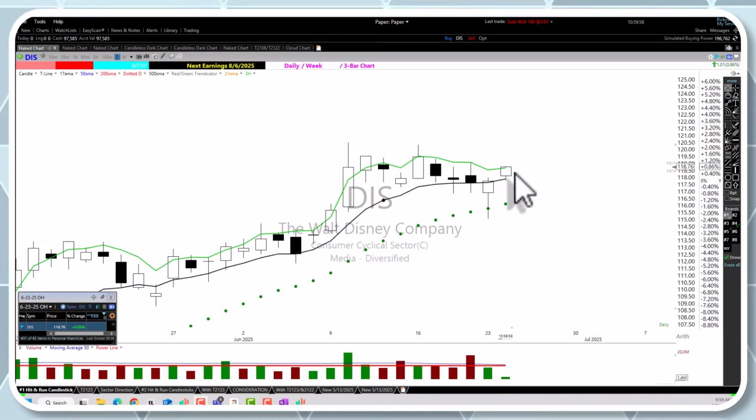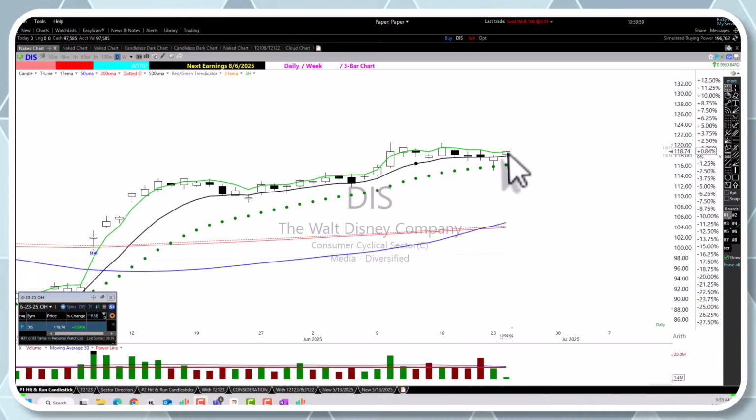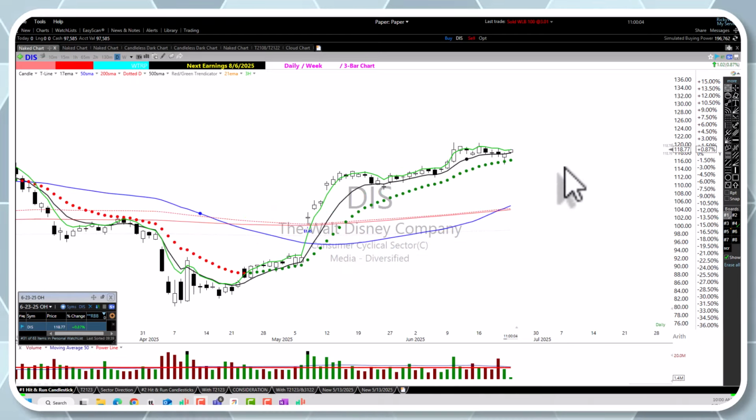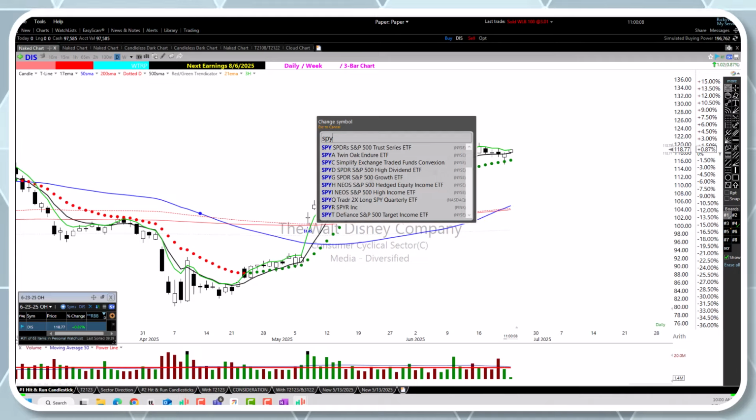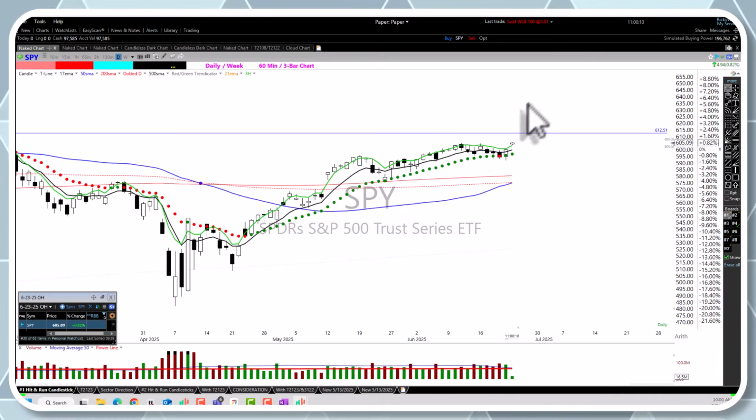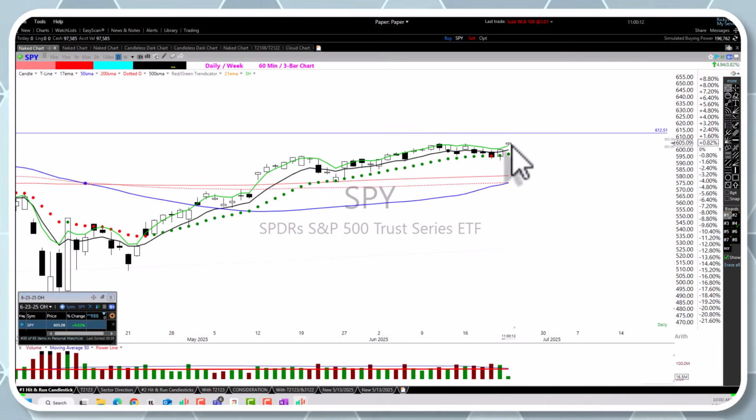So now what we're looking for is obviously for the price to move higher, right? But a few things that we want to do. Number one, what is the market doing? What is the market doing? The market's bullish, isn't it? I think we can all agree upon that, all right?